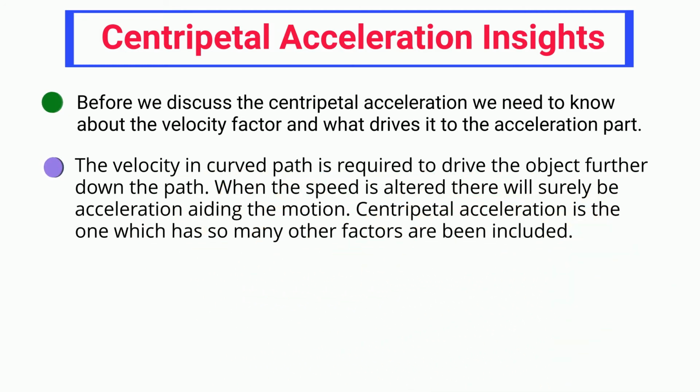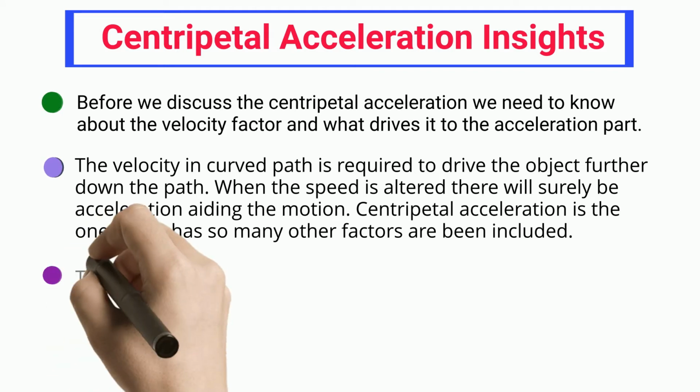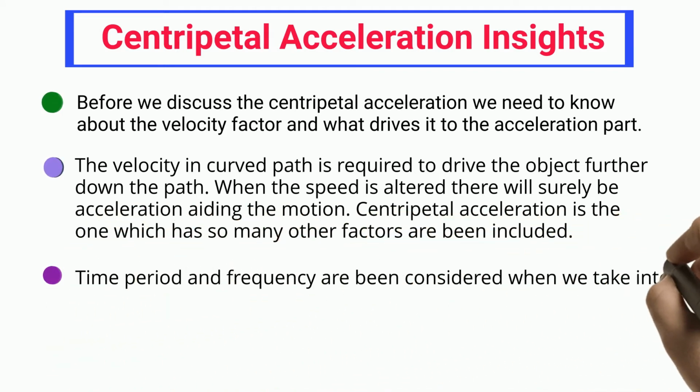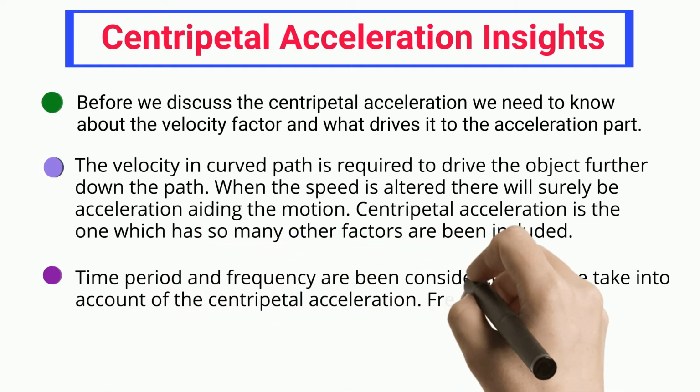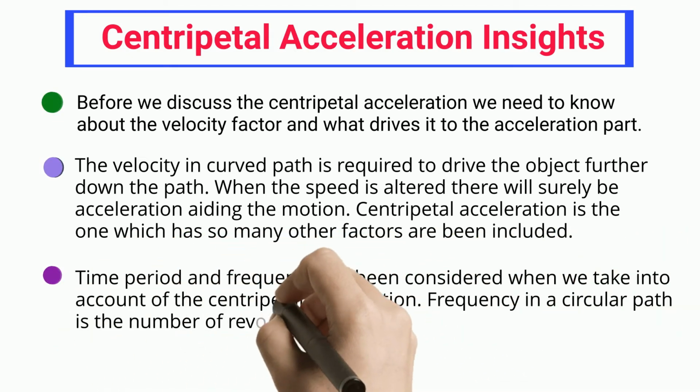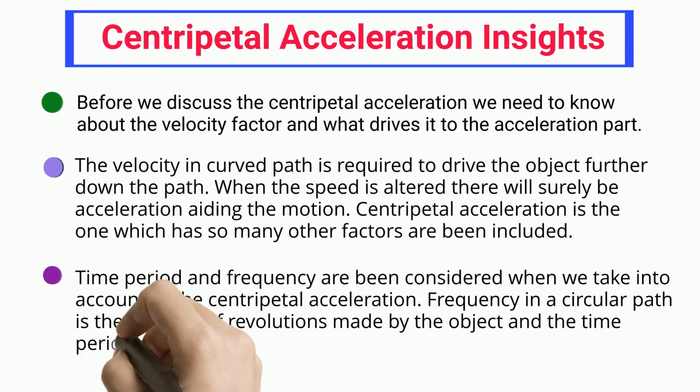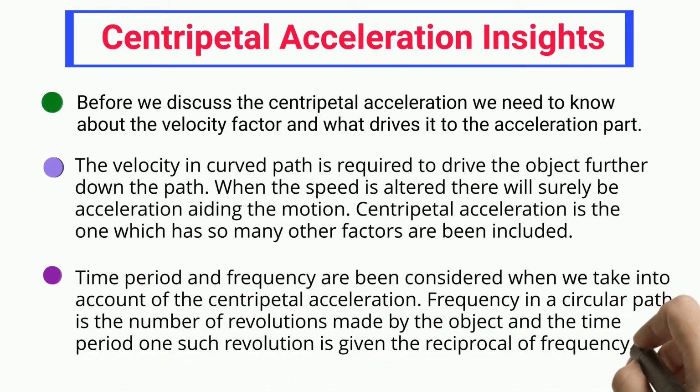Centripetal acceleration is one which has many other factors included. Time period and frequency are considered when we take into account the centripetal acceleration. Frequency in a circular path is the number of revolutions made by the object, and the time period of one such revolution is given by the reciprocal of frequency.